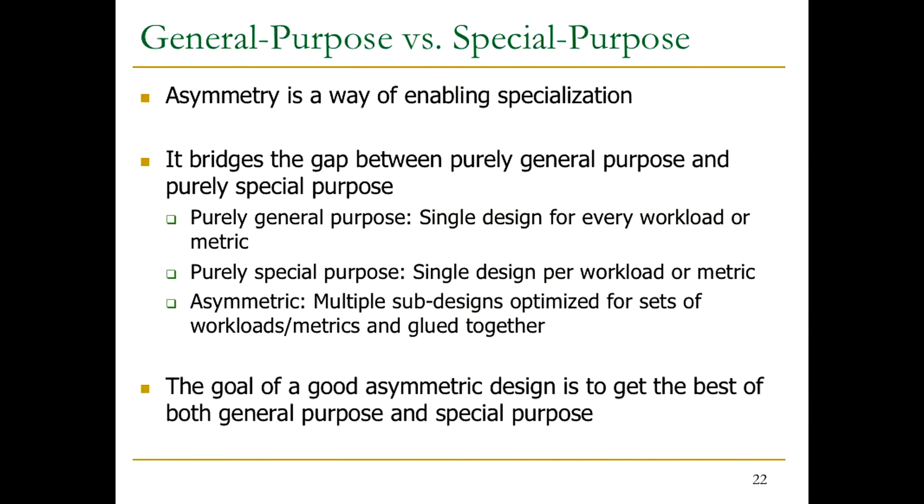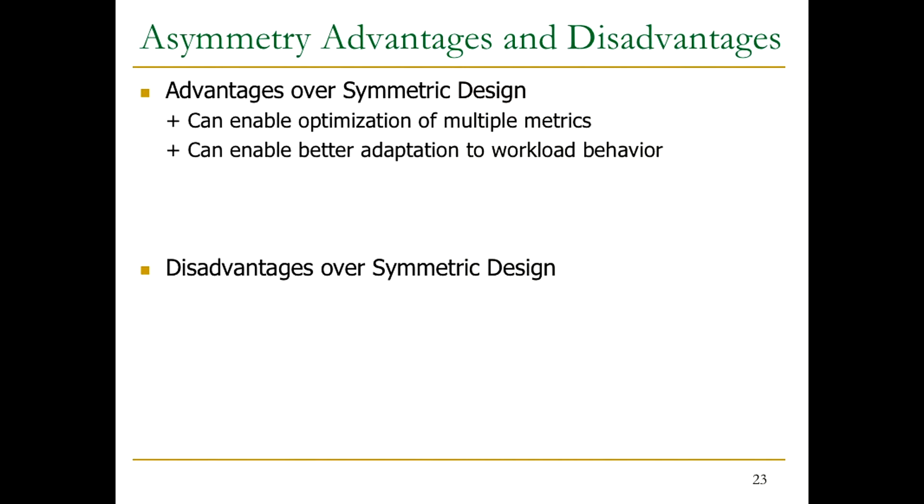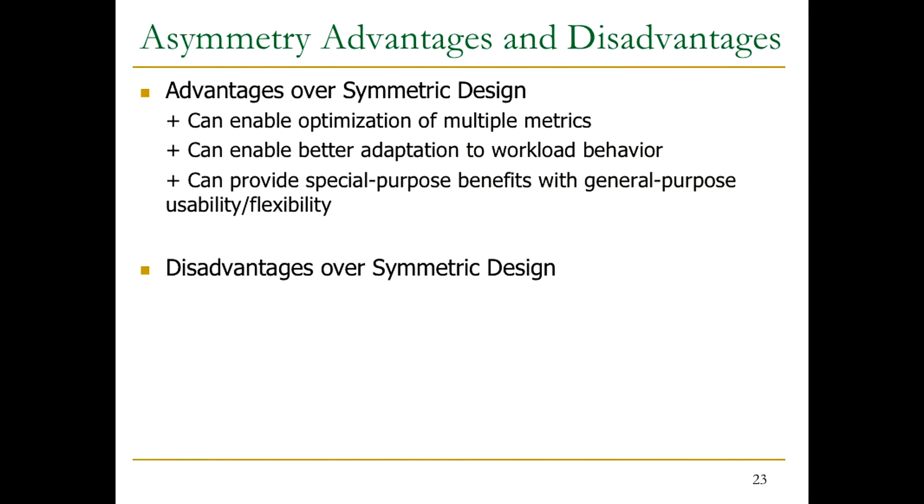And the goal of a good asymmetric design is to get the best of both general purpose and special purpose. So let's look at advantages and disadvantages of this. I think I've given you a bunch of advantages and disadvantages, but we didn't really talk about them in a single slide. So clearly, we can enable optimization of multiple metrics with an asymmetric design over a symmetric design. You can enable better adaptation to workload behavior. Of course, I'm assuming that you can predict the workload behavior and decide where to put stuff.